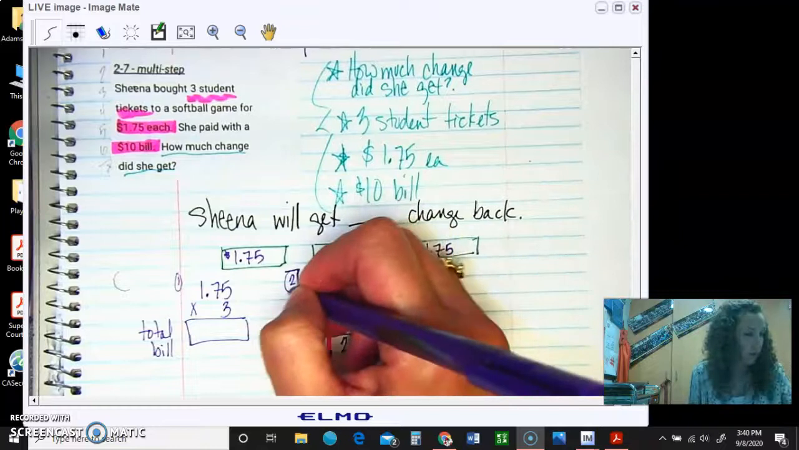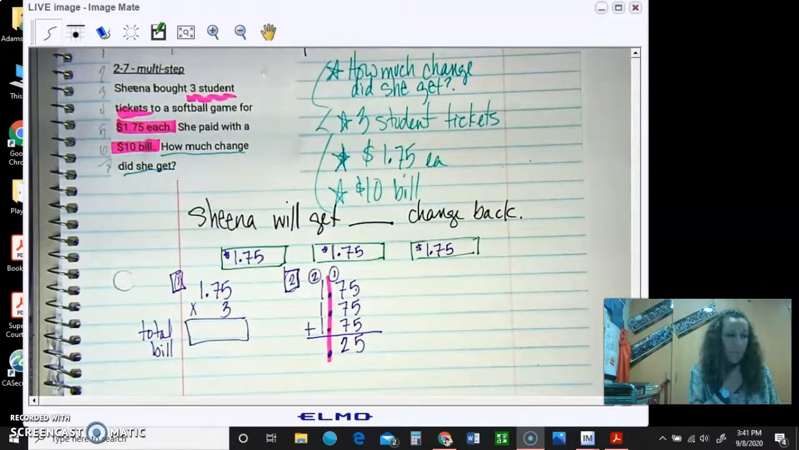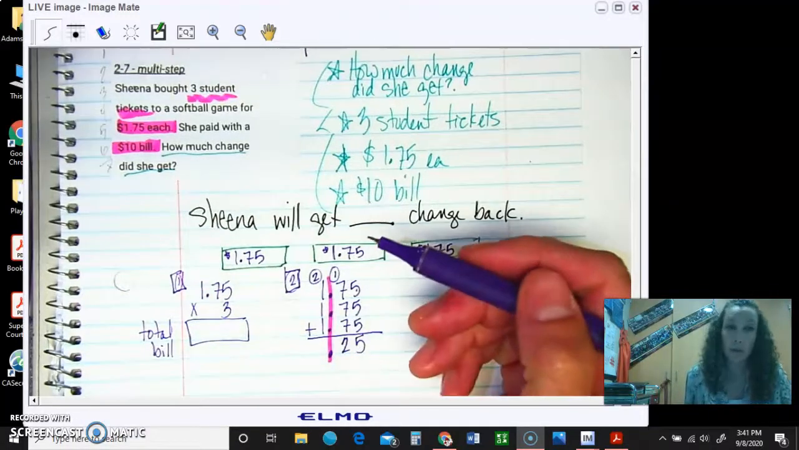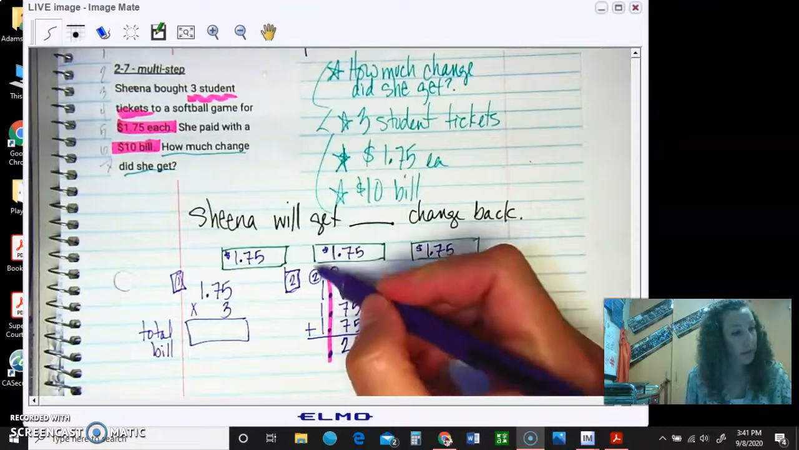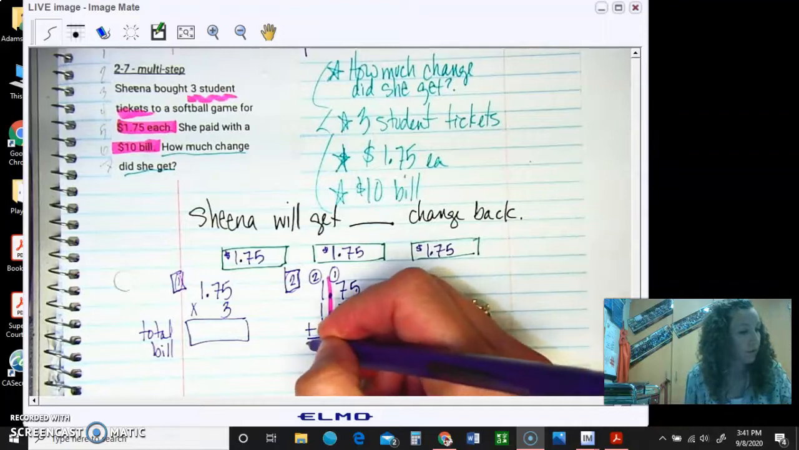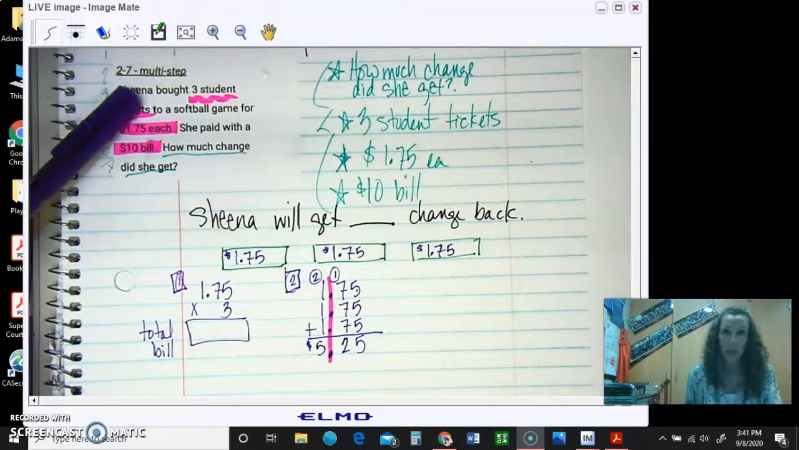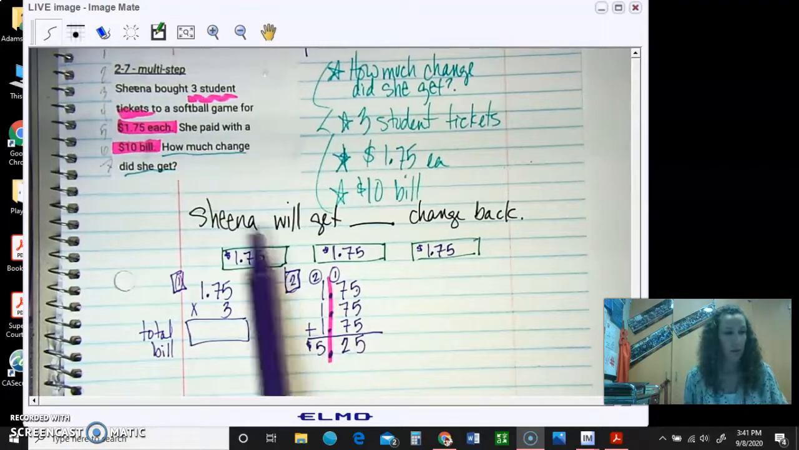Not to be confused with the second method. Maybe I'll do that instead. Okay? So now I have 1, 2, 3, or 3 times 1 is, or 1 plus 1 plus 1 is 3. Add on that regroup 2, which is 5. So now I know how much Sheena's bill for the tickets is. The bill is $5.25. Does that answer my question yet?